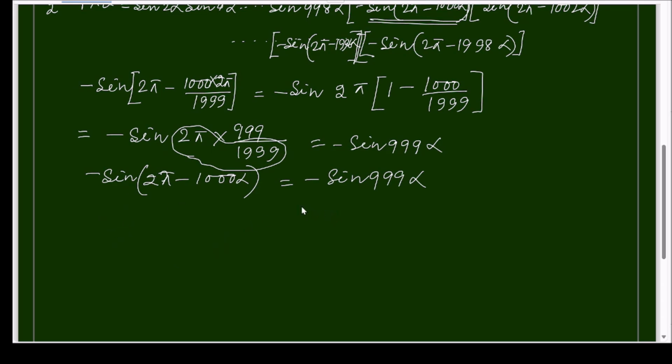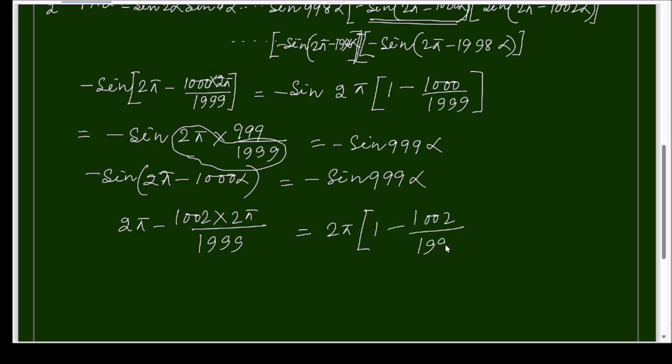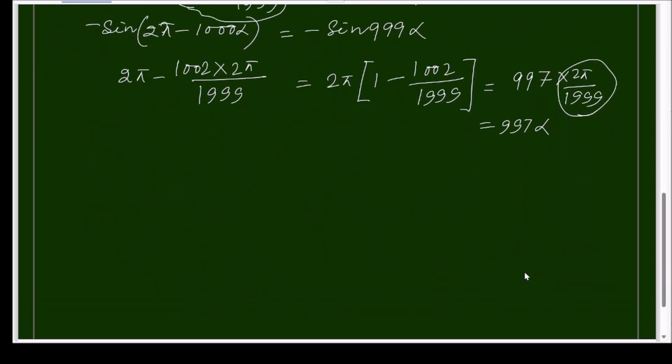2 pi minus, let me write again, 2 pi minus your 1002 into 2 pi over 1999. Taking 2 pi common, I'll get 1 minus 1002 by 1999. That will be your 997 into 2 pi by 1999, which can be written as alpha. So this will be 997 alpha.